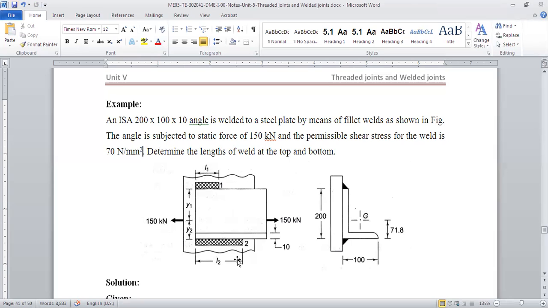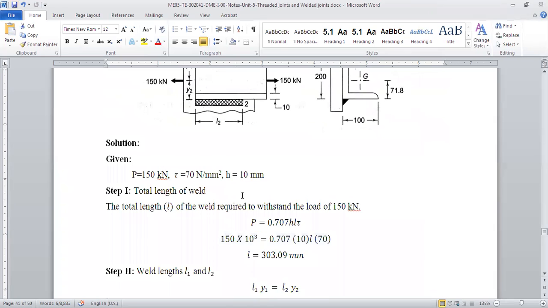Now with the design we have seen just now, we know that L is equal to L1 plus L2, right? L1 Y1 is equal to L2 Y2, and P is equal to P1 plus P2. So using these formulas, we can find out L1 and L2, the lengths of the weld required for this kind of design, right? Okay, clear? So what is given now? First, given P is equal to 150 kilonewton, allowable shear stress tau is 70 Newton per mm square, and the angle dimensions are given.